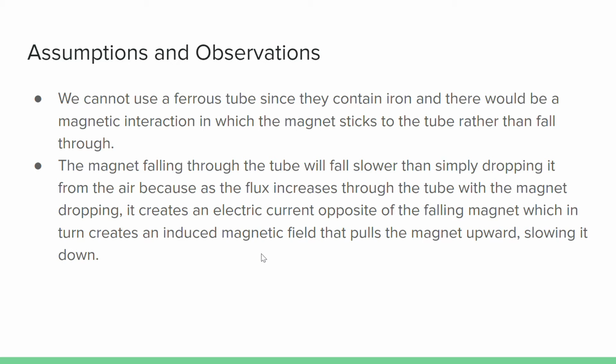Some assumptions and observations: we cannot use a ferrous tube since it contains iron, and there would be a magnetic interaction in which the magnet sticks to the tube rather than falls through. Also, the magnet falling through the tube will fall slower than simply dropping it in the air, because as flux increases through the tube with the magnet dropping, it creates an electric current opposite of the falling magnet, which in turn creates an induced magnetic field that pulls the magnet upward, which therefore causes it to slow down.